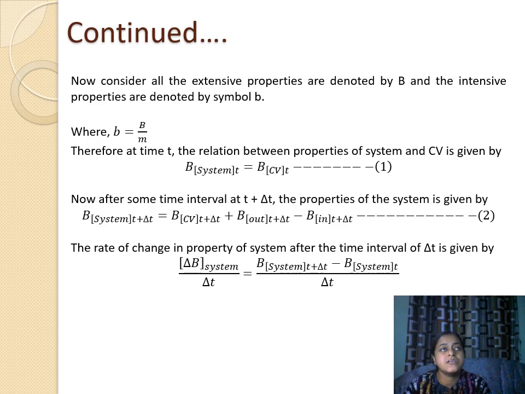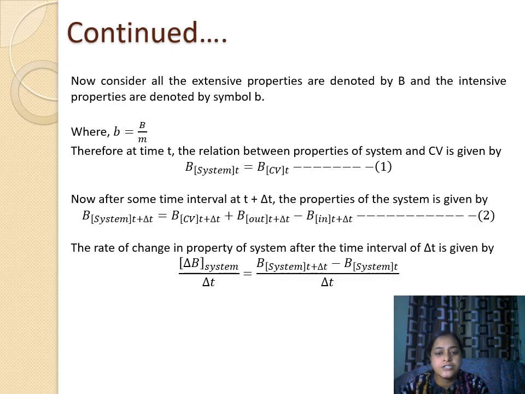After some time interval, at t plus delta t, the property of the system is given by capital B, meaning the extensive property of the system at time t plus delta t equals the extensive property in the control volume at time t plus delta t, plus the extensive property out at t plus delta t, minus the extensive property in at t plus delta t. This is equation 2.